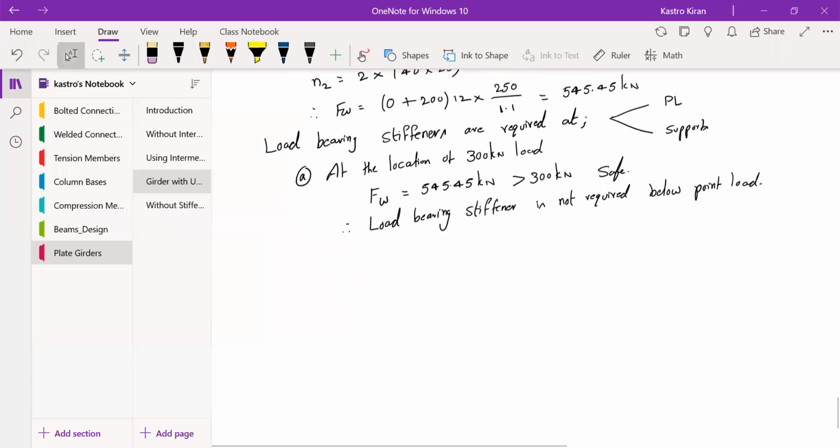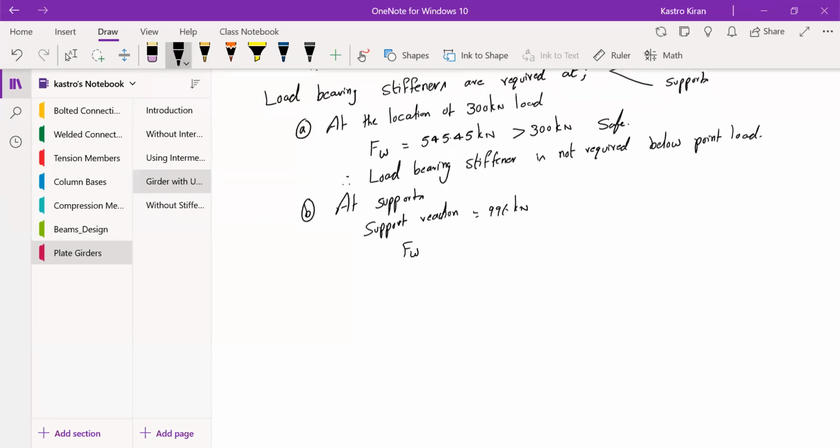And again, you have the second case, which is at supports. So you also have to check whether the load bearing stiffeners are required at supports or not. Now, how do you find this? You know the support reaction, which we have found out in the beginning steps. The support reaction is 996 kilonewtons, which is the maximum shear force value. And you have to check this value with Fw. The Fw value is 545.45 kilonewtons, and 545.45 kilonewtons is less than 996 kilonewtons. So it is unsafe actually.